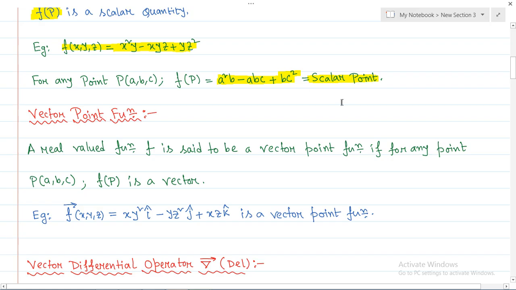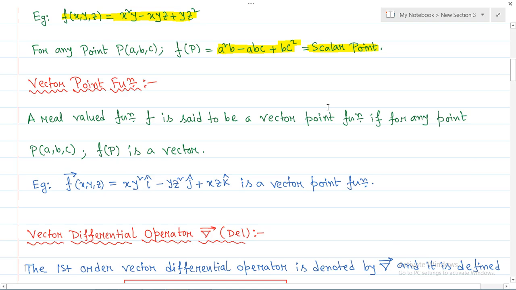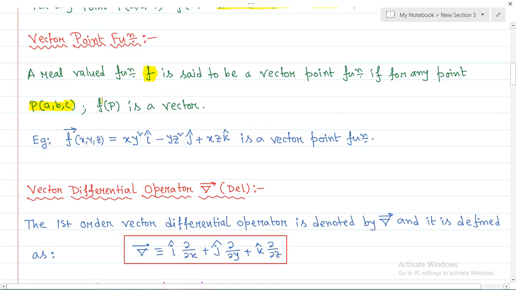Now let us come to the next function, known as the vector point function. A real valued function f is said to be a vector point function defined over a domain D if we substitute a point p, that is a, b, c, in the function, the value f of p is going to be a vector quantity. So in place of a scalar, we are getting a vector quantity.